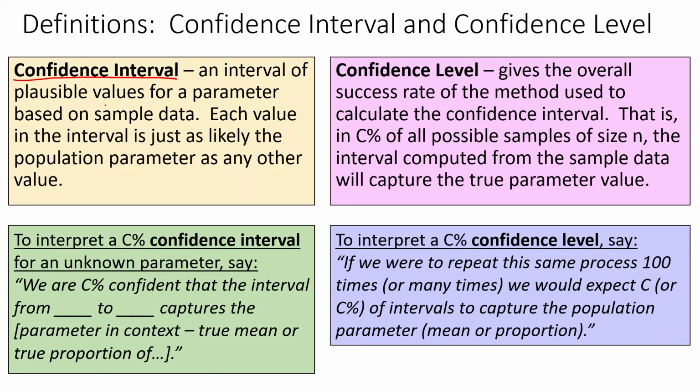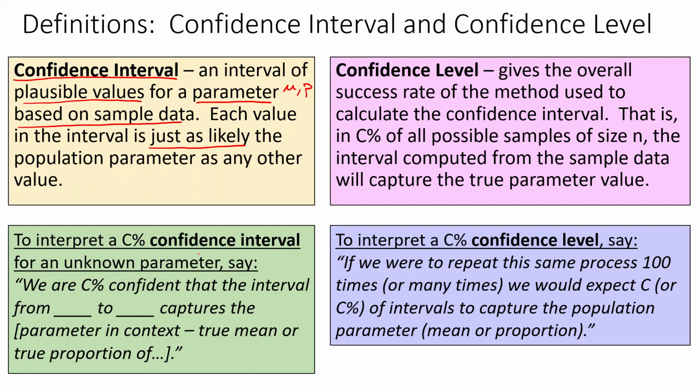So it is an interval of plausible values. So every value in there is a plausible value for the parameter, so the population mean or the population proportion, mu or p, based on sample data. Each value in the interval is just as likely to be the population parameter as any other. So if it's on the edge of the interval, that's fine. It's still in the interval. It's not like closer to the middle of the interval is better anymore. If it's in the interval, it counts.